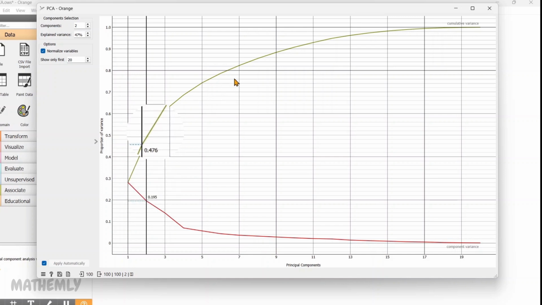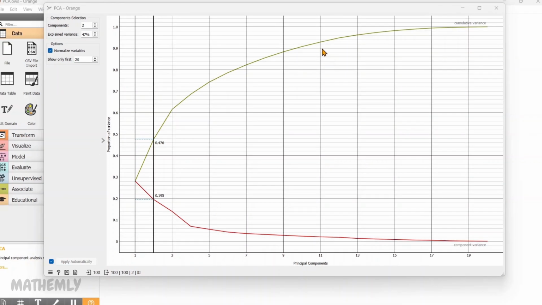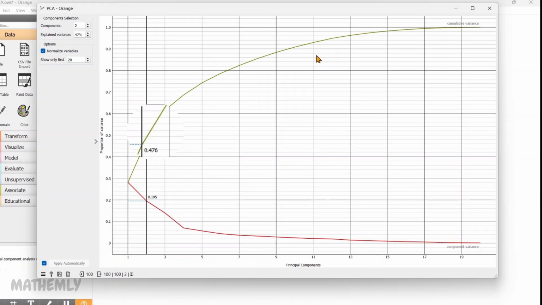The green line, or the cumulative variance, represents the total variance captured by adding up the principal components. You can retain 90% of the variance in the initial data by just picking 11 out of 20 principal components, and 98% of initial variance by picking 15 out of 20 components. This means that using the first two principal components captures nearly half, that is 47.6% of the information in the dataset. What are the key takeaways from this?